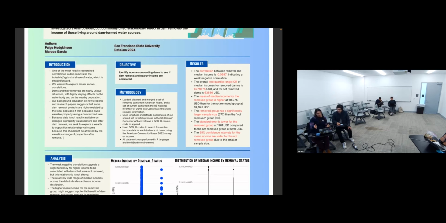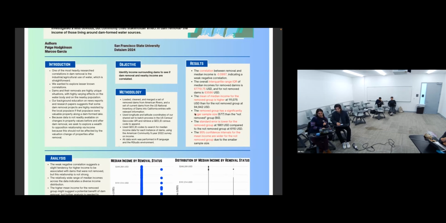So we found a set of removed dams and then a set of not removed dams. And as he was mentioning, we had to merge them. That did lead to some issues with sample sizing, however, because there is not a lot of data on removed dams. So that sample was pretty small.